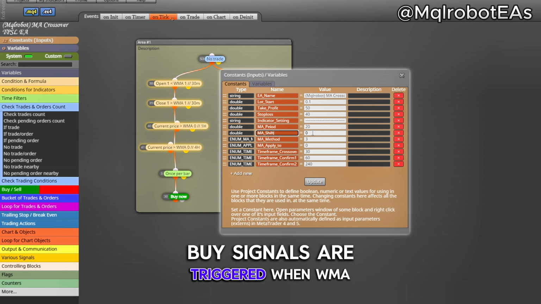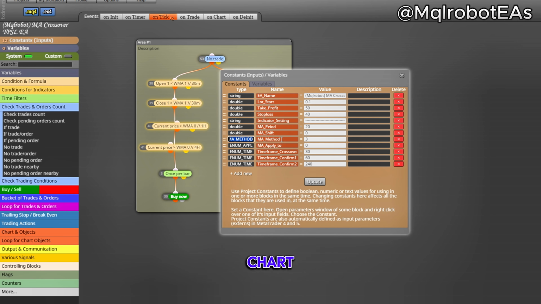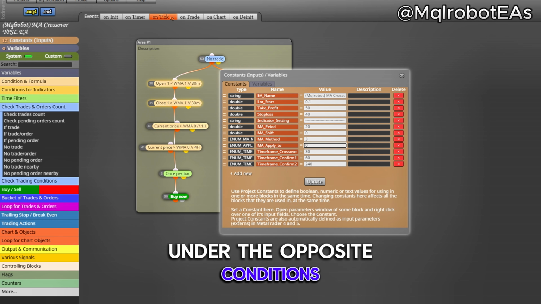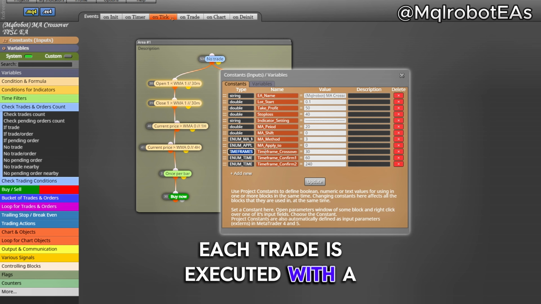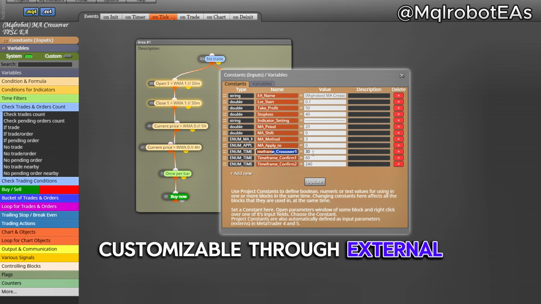Buy signals are triggered when WMA crossovers align on the 30-minute chart, and the current price is above the moving average on both the 1 hour and 4 hour time frames. Sell signals are generated under the opposite conditions. Each trade is executed with a fixed take profit and stop loss, customizable through external inputs.